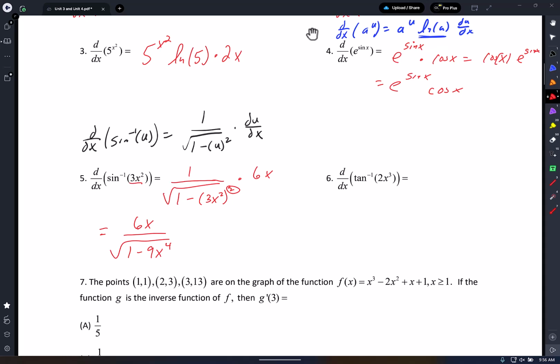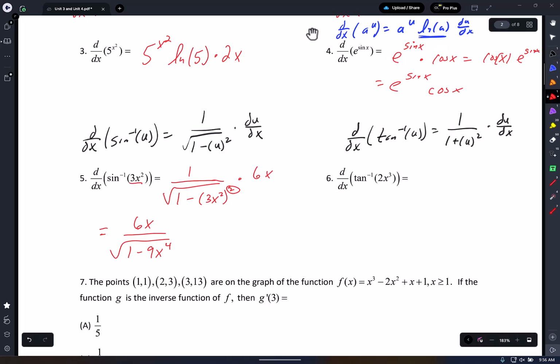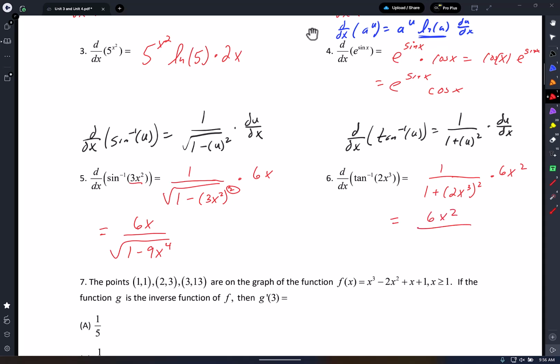Not a big deal. So again, this one right here, guys, d/dx of arctan of u is 1 over 1 plus u squared, times du/dx. So there is my rule. And I'm just going to use my rule, guys. 1 over 1 plus (2x cubed) squared, times the derivative of 2x cubed, that is 6x squared. I don't see any issues. I think we're good. You could have left it alone right there. 6x squared over 1 plus.